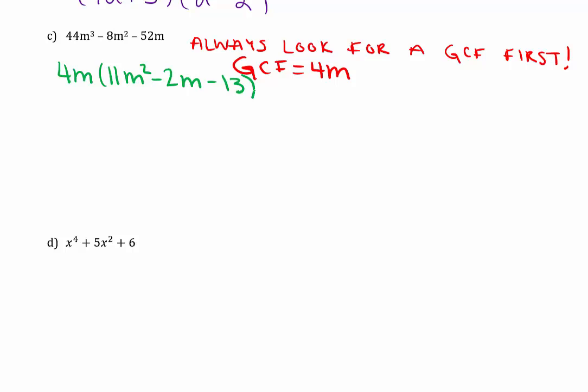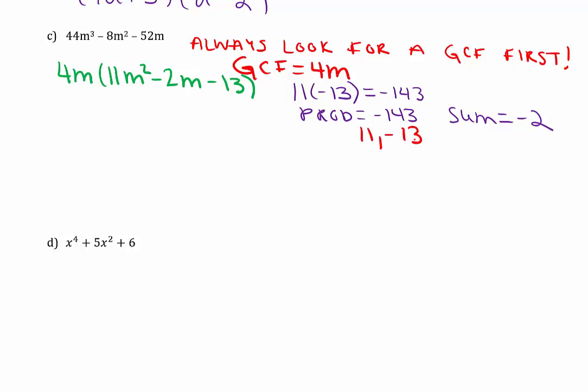Once again, there's still a number in front of that m squared, so I have to use the AC method. 11 times negative 13 is negative 143. So I need 2 numbers with a product of negative 143 and a sum of negative 2. Oh, and in this case, it turns out that those 2 numbers we started with, 11 times negative 13, do add up to negative 2. So I'm going to copy down the GCF because that's not going to go anywhere. I don't want to forget about that.